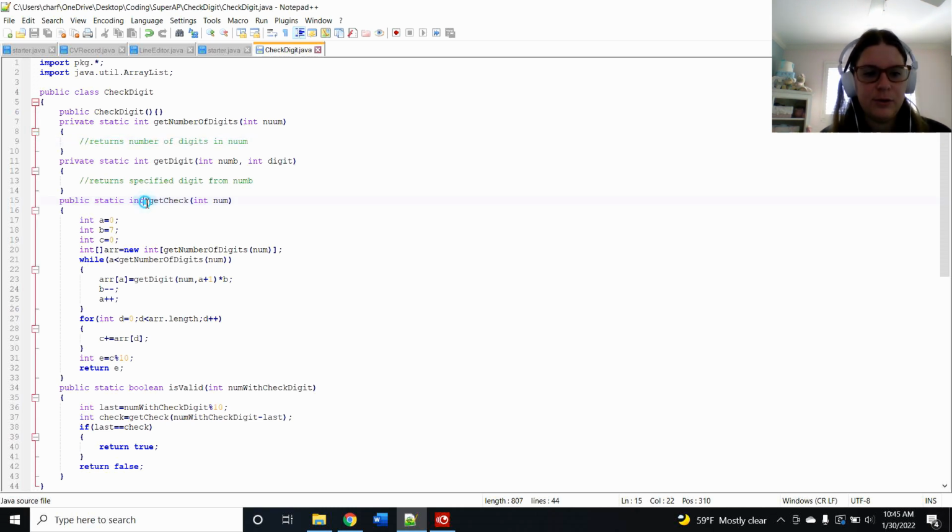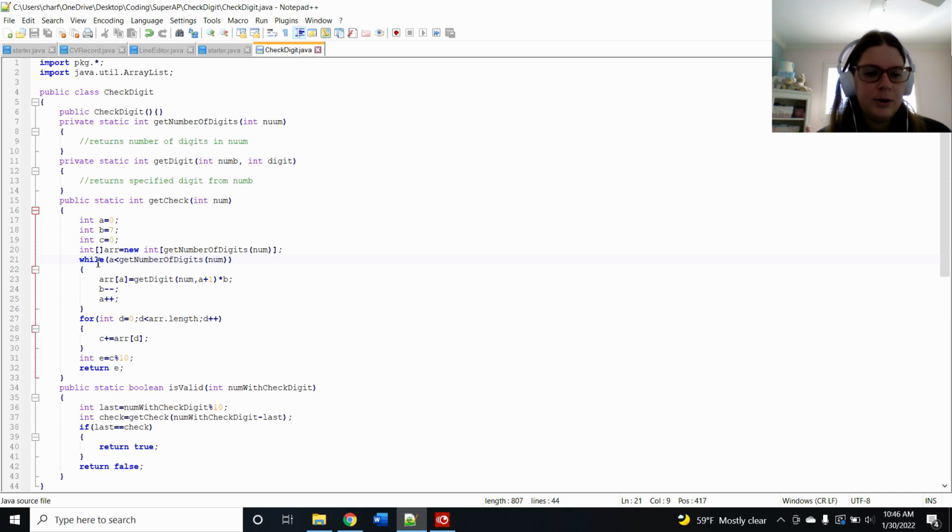The first method you're responsible for was getCheck, with parameter int num. We have int a equals 0, b is 7, c is 0, and then this int array r, whose length is getNumberOfDigits. However many digits are in num, that's how many indexes are going to be in this array. I talked about this last week: when you call methods within the class where they're declared, you don't have to write CheckDigit dot or num dot. You just call getNumberOfDigits with the parameter, and Java will know what you're talking about as long as the method is declared in that class.